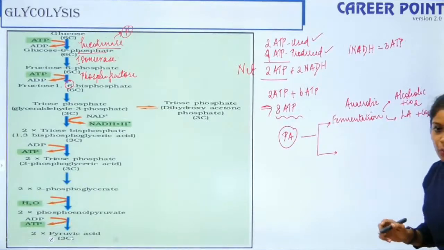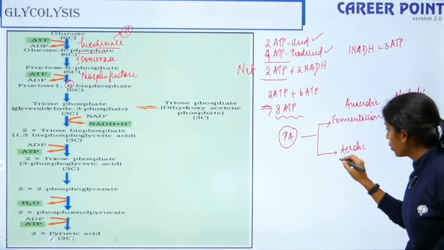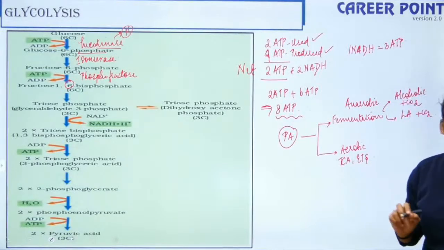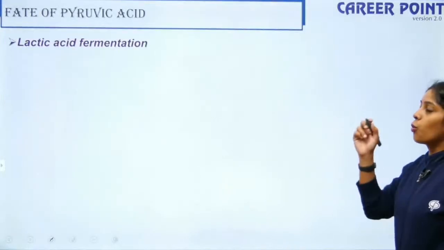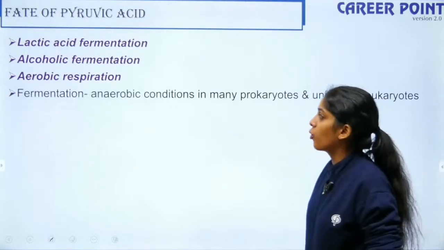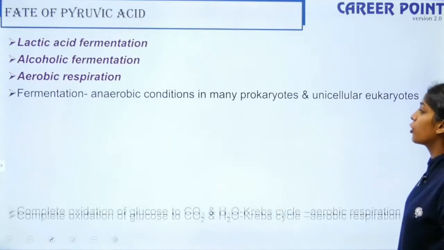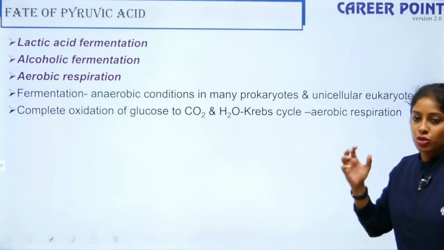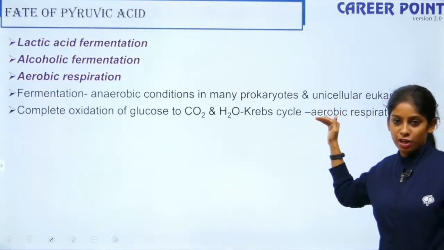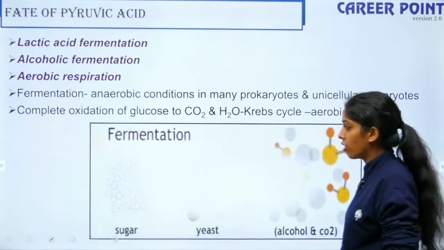The other fate of your pyruvic acid is that it can enter into aerobic respiration. In aerobic respiration you have your TCA cycle and your electron transport system. So one is lactic acid fermentation, the other is alcoholic fermentation, or it is aerobic respiration. Fermentation occurs in anaerobic conditions in many prokaryotes and unicellular eukaryotes. Complete oxidation of glucose to carbon dioxide and water happens in the Krebs cycle. This is aerobic respiration, which happens in aerobic organisms.